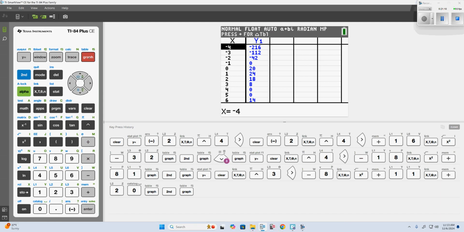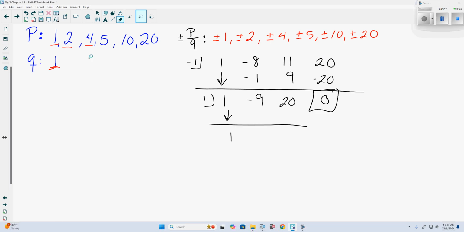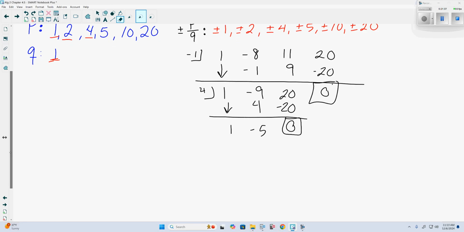But it also tells us 4 and 5 are solutions. Well, we do have positive 4 and 5. So if we did 4 times 1 is 4. Negative 9 plus 4 is negative 5. Negative 5 times 4 is negative 20, which does give us a remainder of 0. So that tells us x is equal to negative 1, 4, and we also had 5.